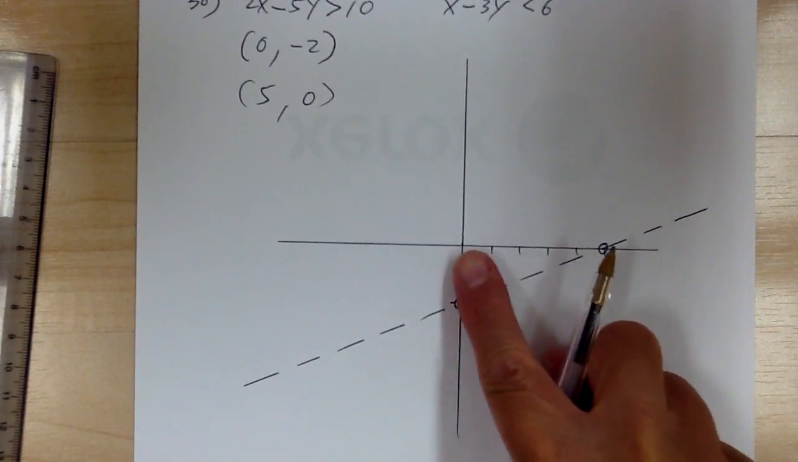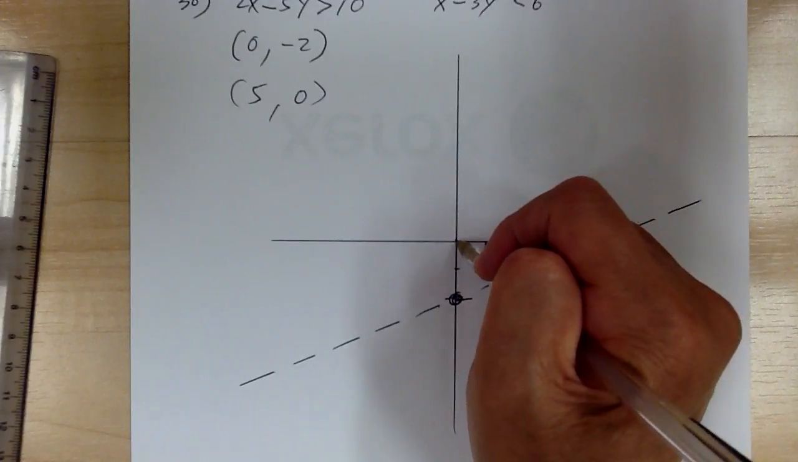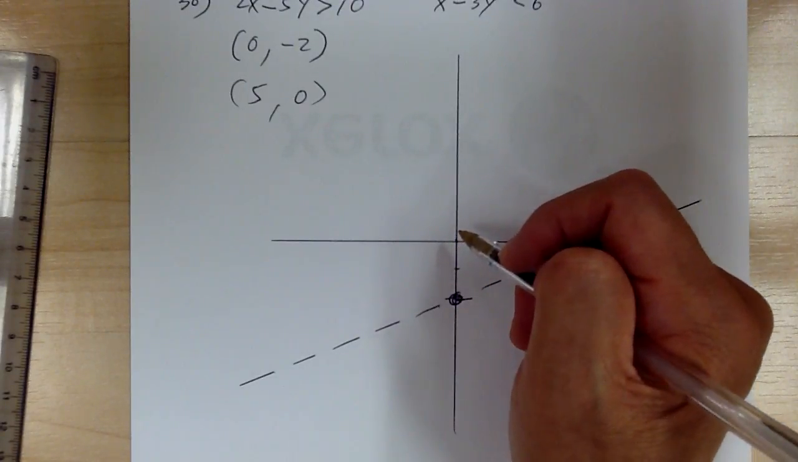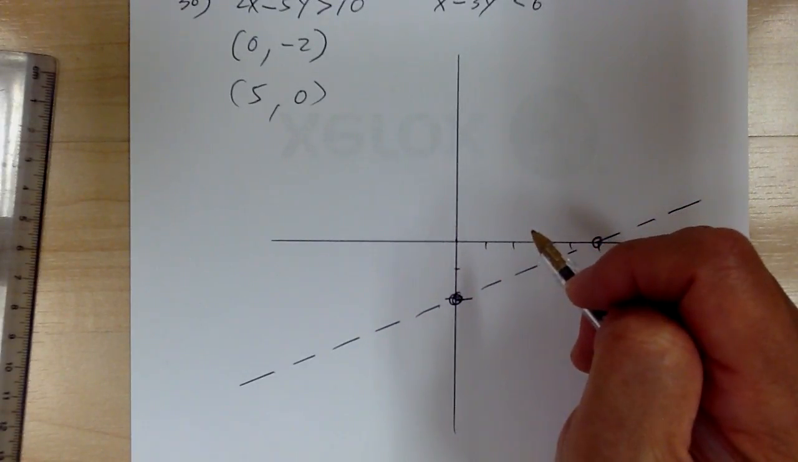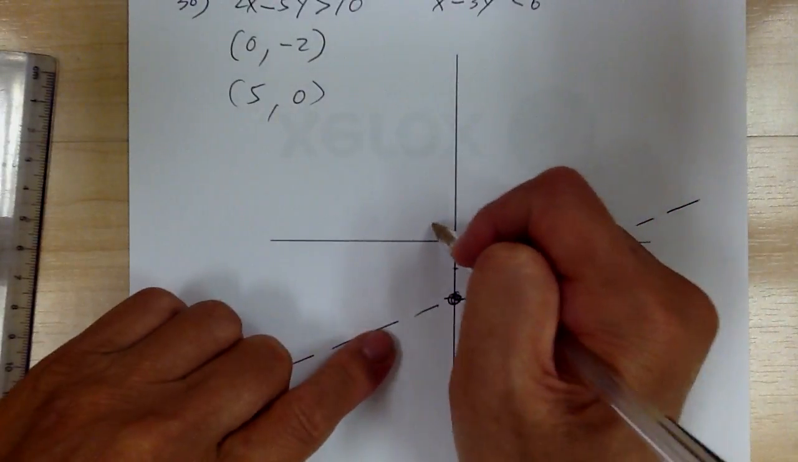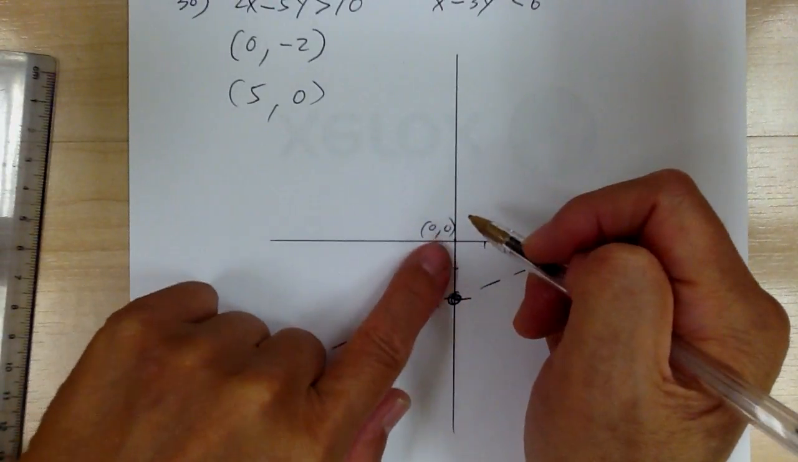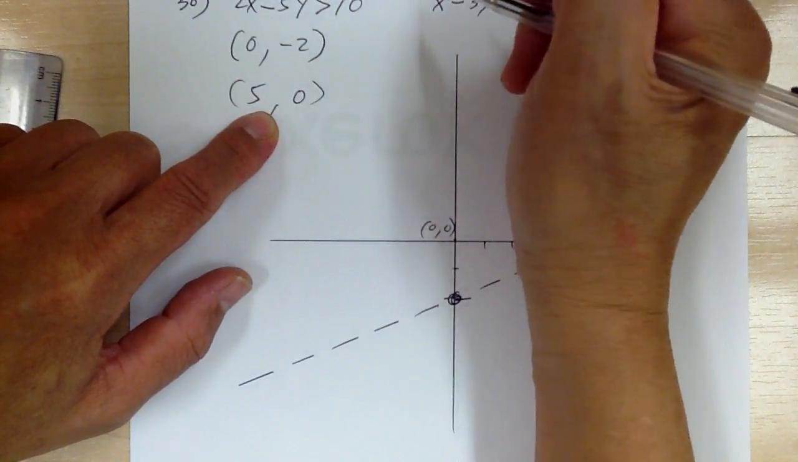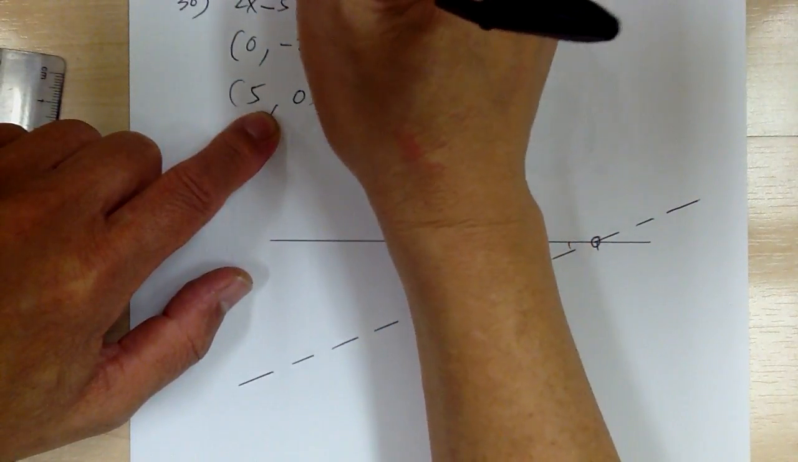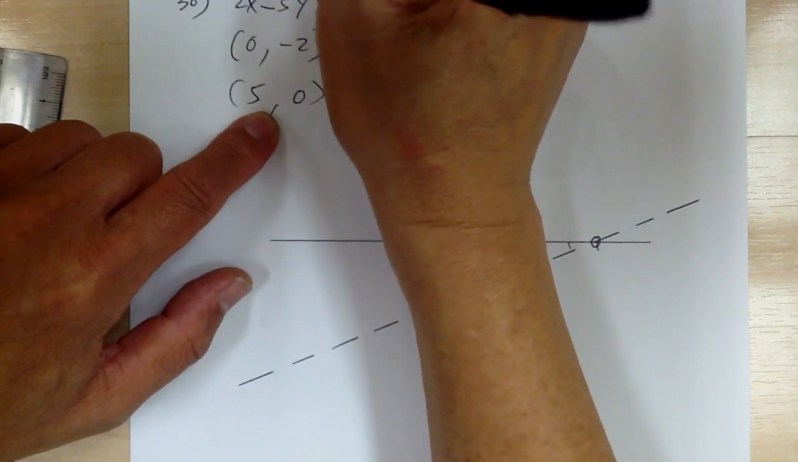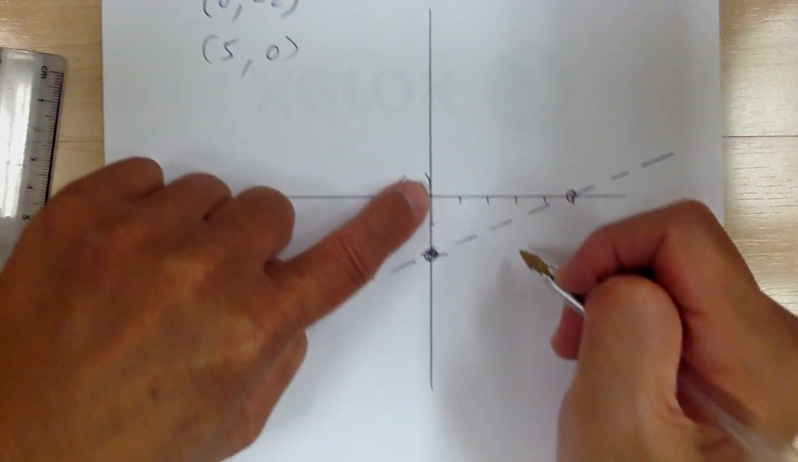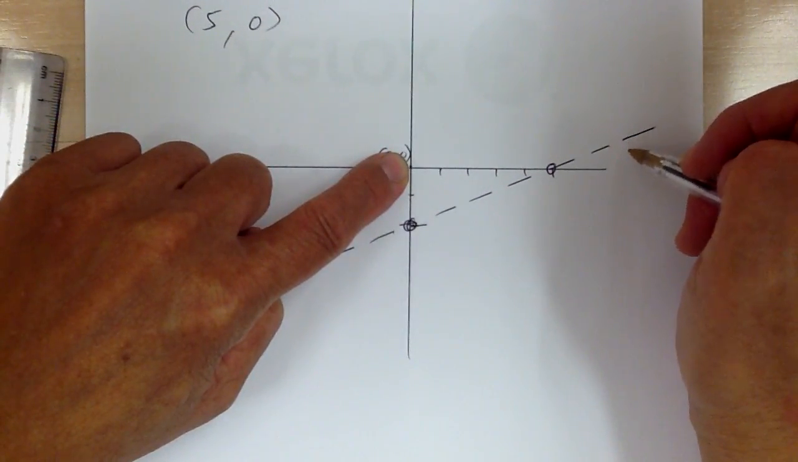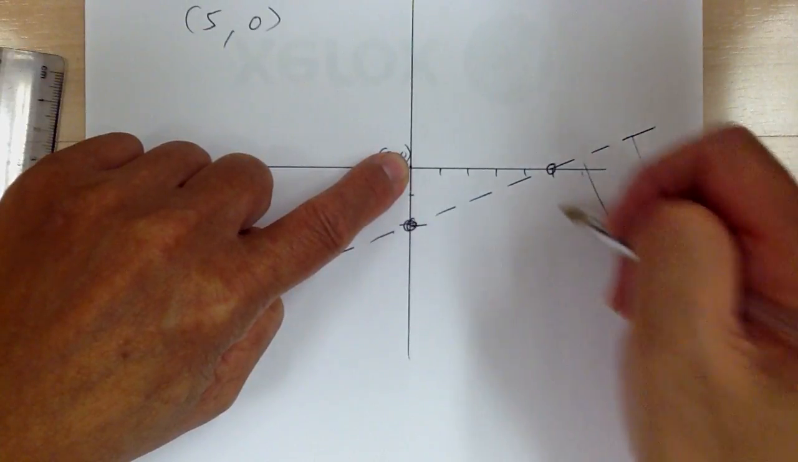Then after that, you have to do the testing point. Again, I'm going to choose 0, 0, right? That's the easiest point. You can choose any point that is not on the line. So choose the 0, 0 as your point. So when you put 0, 0 in here, you're going to get 0 is greater than 10, okay, which is false, right? So this is false. That means this point is no good. So it means this side is good.